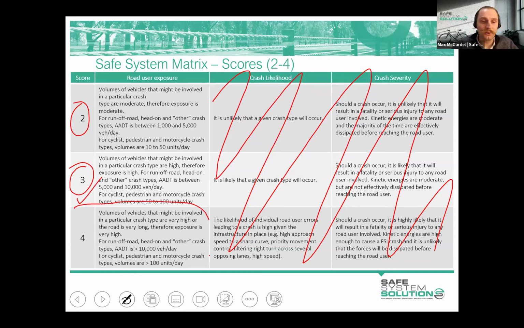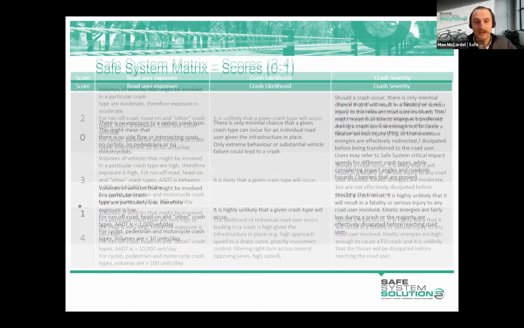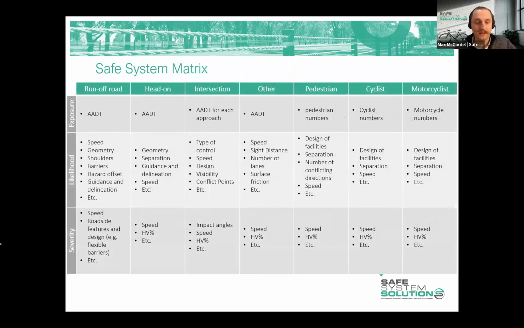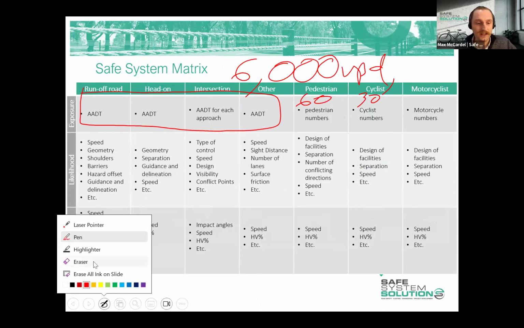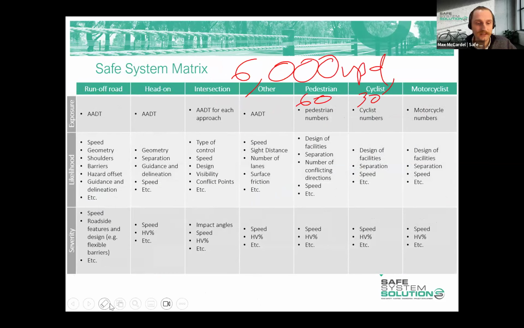To get a score of 4 is where AADT is higher than 10,000 vehicles a day. Cyclist, pedestrian, motorcycle crashes are also higher, 100 units per day. So I'll go back to my little matrix here and I'll have a go at filling this in. We'll see how good my memory is.